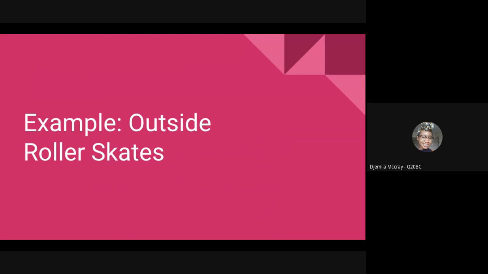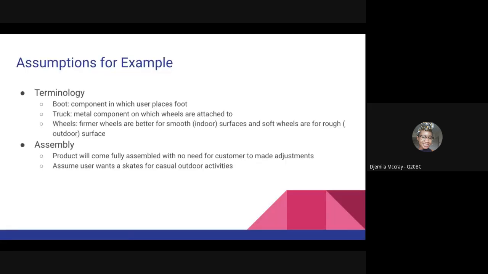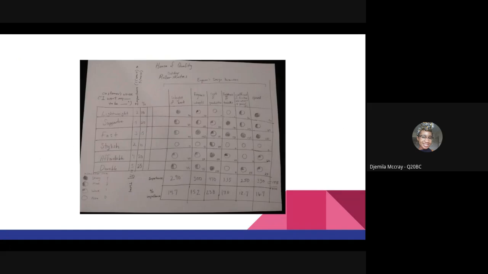So for the example that I decided to cover just to show how QFD can be used, I decided to focus on outdoor roller skates. And just some assumptions and background information. When I refer to the boot, I'm talking about the part of the skate where you put your foot into, and the truck is the metal component under that where the wheels are attached. For the wheels, we will assume that a firmer wheel is better for a smooth surface and a softer wheel is better for outdoor surfaces. And when it comes to the assembly, the product that the customer will be receiving will come fully assembled with the customer not needing to make any adjustments. And we're going to assume that the user wants to skate for outdoor casual purposes.